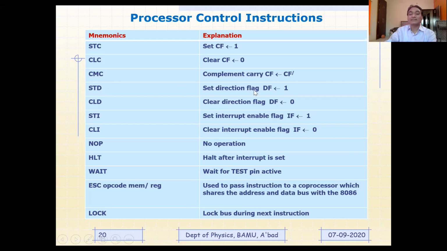STD means set the direction flag. CLD means clear the direction flag. STI means set the interrupt enable flag, IF. These are the control flags. We know control flags, right? Then CLI clears the interrupt enable flag. NOP stands for no operation. HLT stands for halt, which means temporary suspension of program execution.